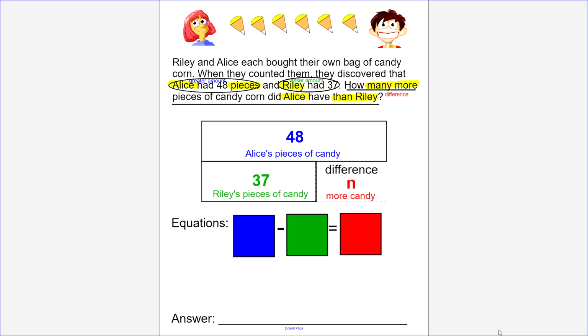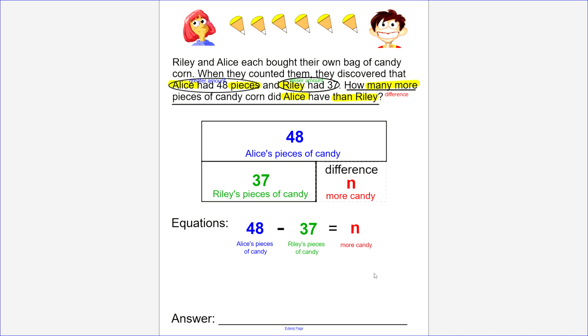Remember, we're going to subtract the greater amount minus the lesser amount to find the difference. So my equation would look like 48, Alice's total pieces of candy, minus 37, Riley's pieces of candy, is going to tell me N, the difference in the pieces of candy. I'll subtract my greater amount, 48, minus my lesser amount, 37, to find the difference between the two.